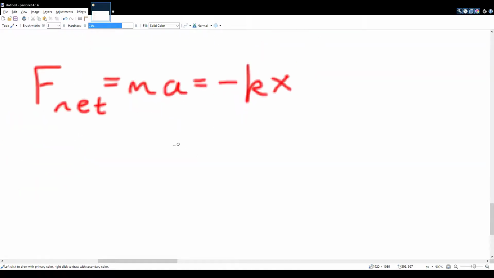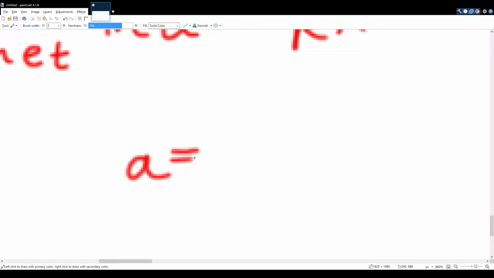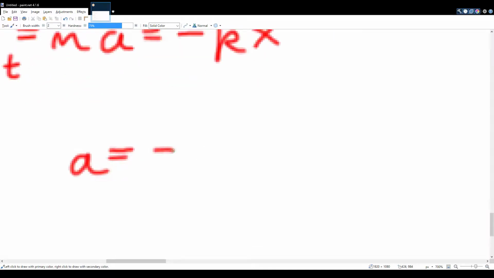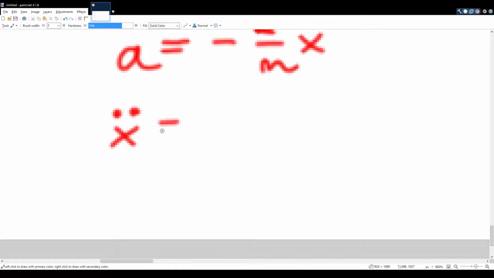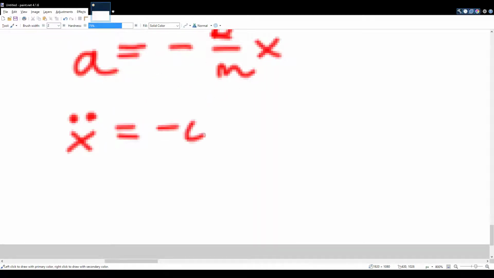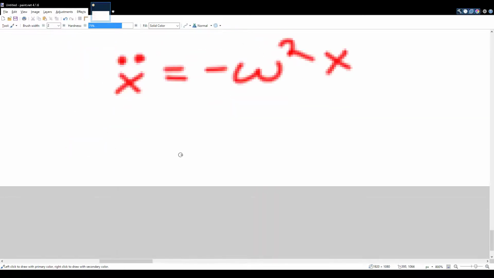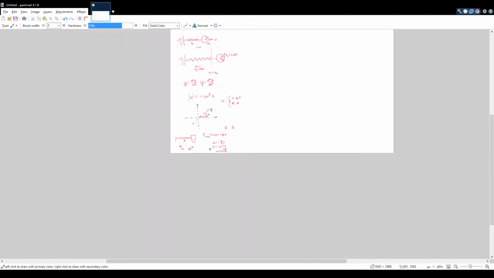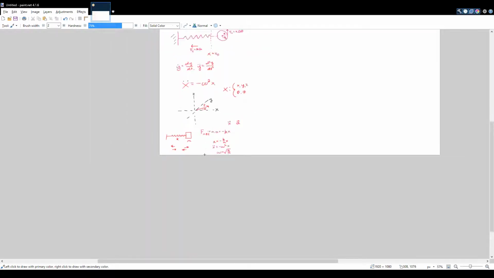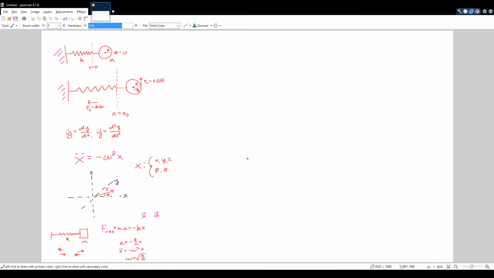So we now have a is equal to negative k over m times x, and using the differential equation x double dot, which is obviously acceleration, is equal to negative omega squared x, we can see that omega is the square root of k over m. And I hope to God that's a familiar result, unless this is your first time ever seeing a mass spring system before, which it shouldn't be ever.